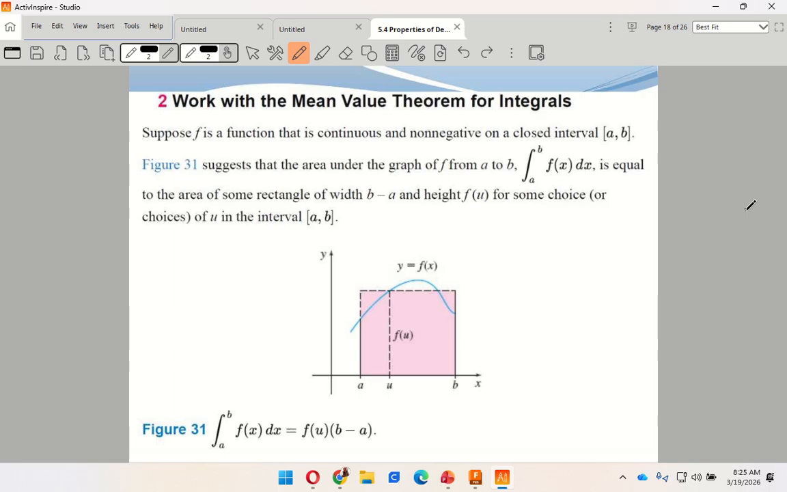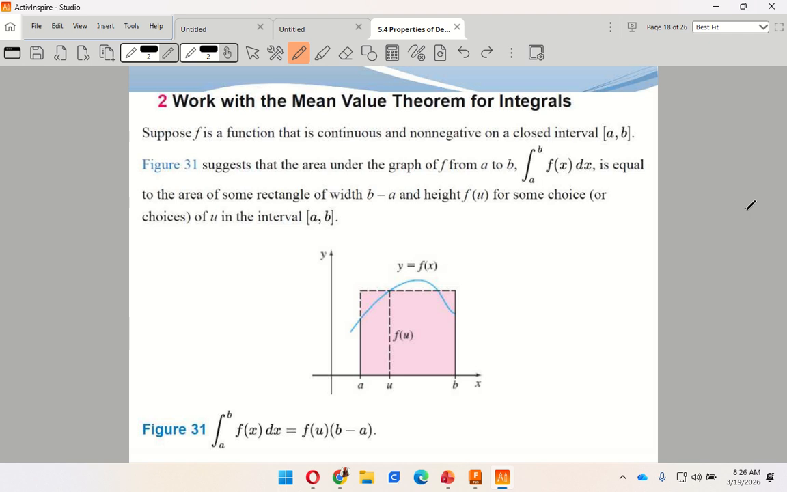Mean value theorem. Now, this one right here, go back to a little bit of what the basic of integration means. Integration on a graph, I'm finding the what? Area under the curve. Yep, area under the curve. So that's important. So area under the curve says that it's basically width, which is b minus a, times height, which is f of x, or f of u in this case.